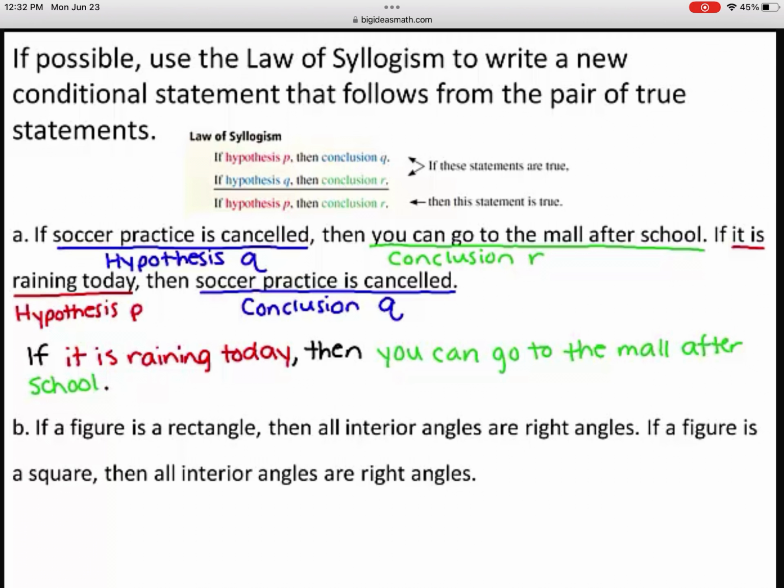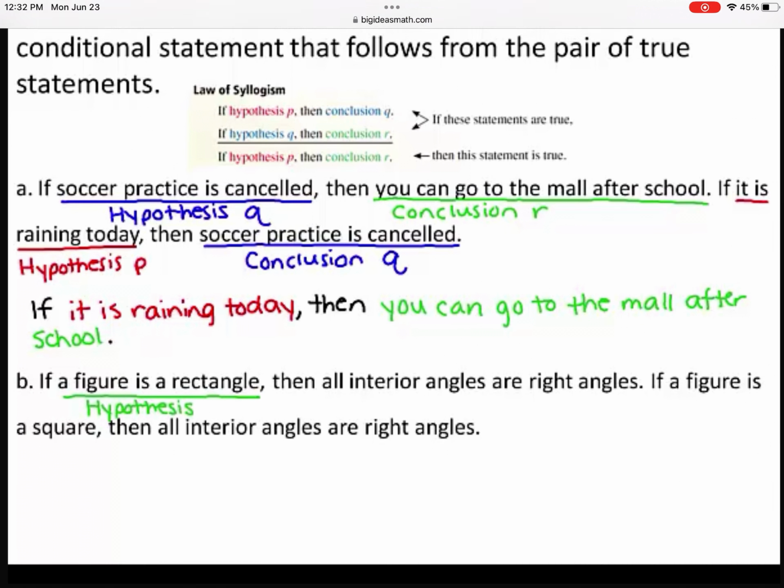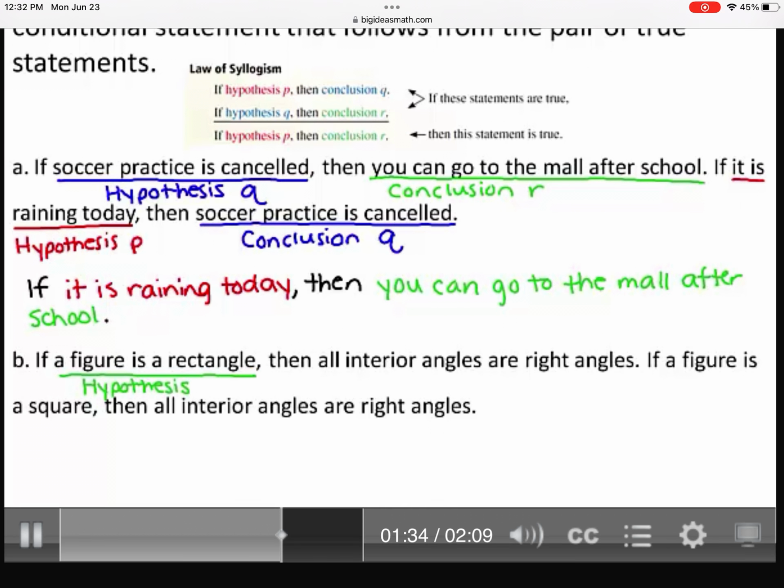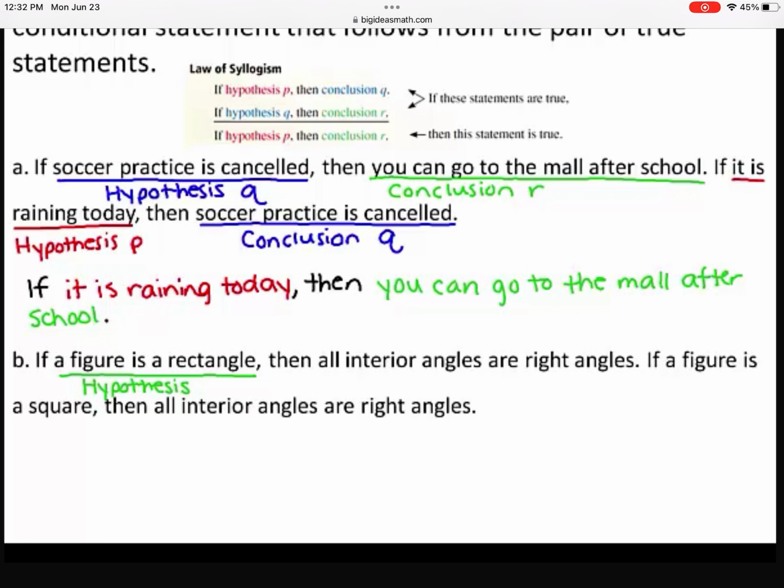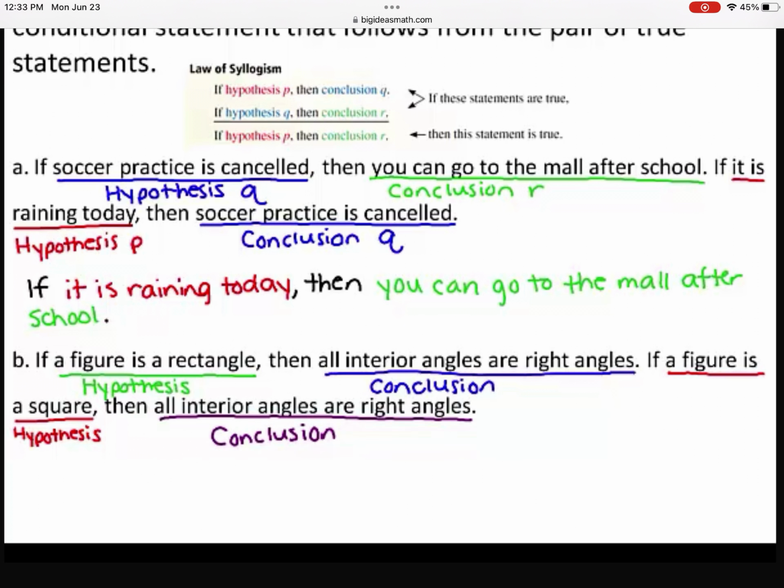In Part B, the hypothesis of the first statement is, a figure is a rectangle, and the conclusion of the first statement is, all interior angles are right angles. The hypothesis of the second statement is, a figure is a square, and the conclusion of the second statement is, all interior angles are right angles.